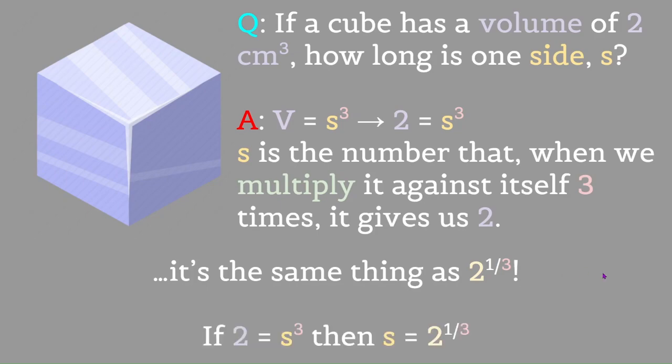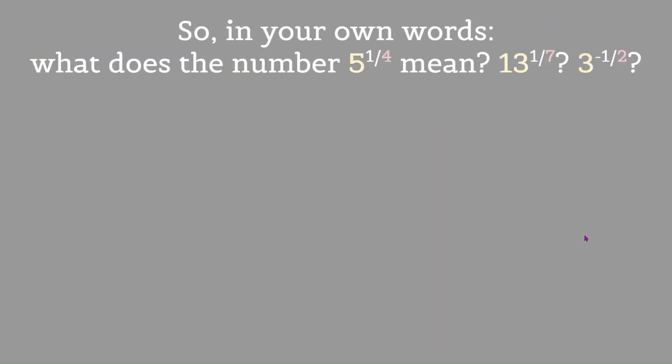Okay, so if 2 equals s to the power of 3, then s is equal to 2 to the power of 1/3, right? So here we can see the fractions. And to go back to that 27 question, 27 to the power of 1/3 is 3, right? That was the answer to that one too. Okay, so let's keep moving.